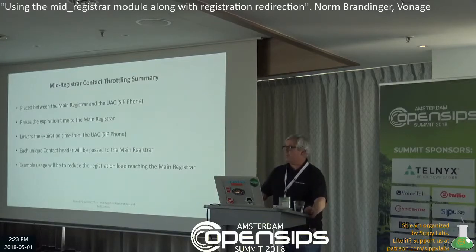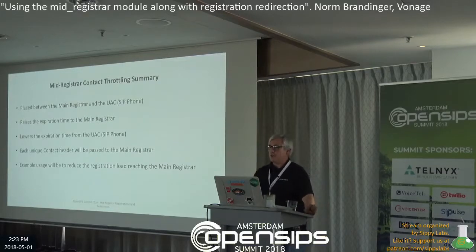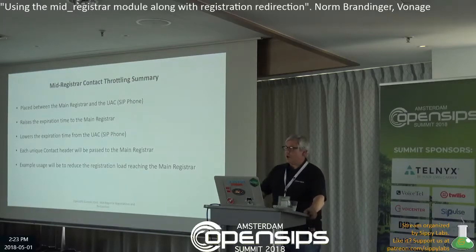The second mode, which starts providing some levels of efficiency, is the contact throttling mode, where the mid-registrar can give your end user device a very short re-registration interval, expiration time, and the main registrar has a much longer re-registration time. That way, you are really reducing registration load on your main registrar. Unfortunately, this doesn't help with the number of contacts on the main registrar, and it doesn't help with invites that come in from the main registrar if there's some forking that needs to happen.